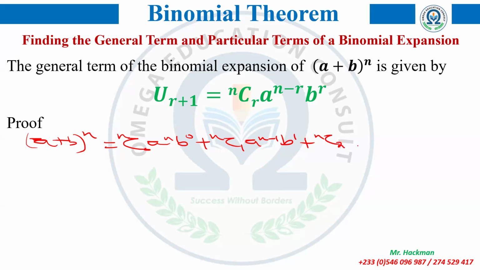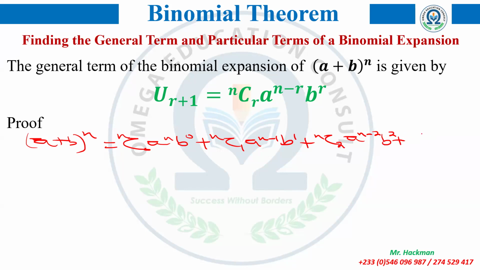N combination 2, very good. A to the power n minus 2, B raised to the power 2. Okay, so B squared, then plus ellipsis. Okay, you want to bring your ellipsis now.